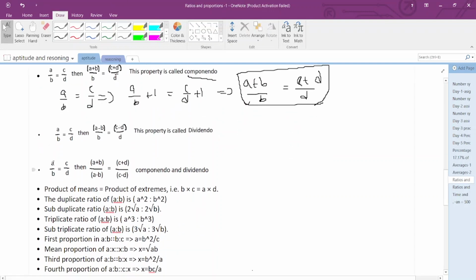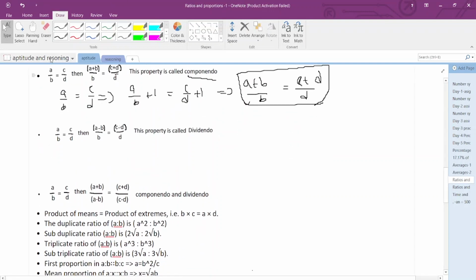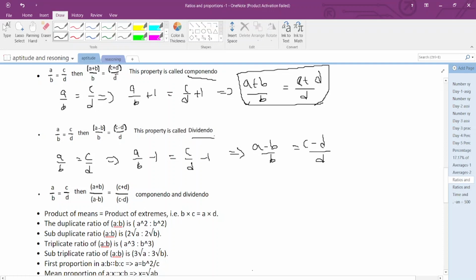Now the dividendo property. What is the dividendo property? We did addition of 1 earlier, now we do subtraction. A by B is equal to C by D, subtract 1 on both sides. So you will get A minus B by B is equal to C minus D by D. So you got it right. This property is called dividendo property.